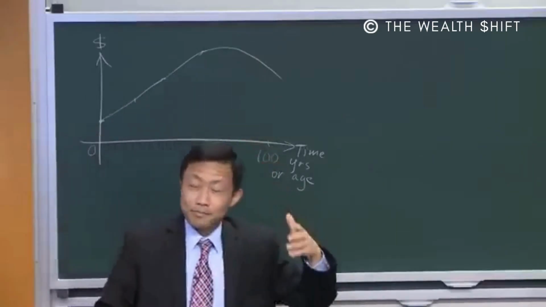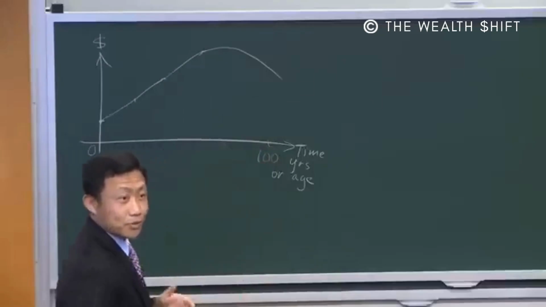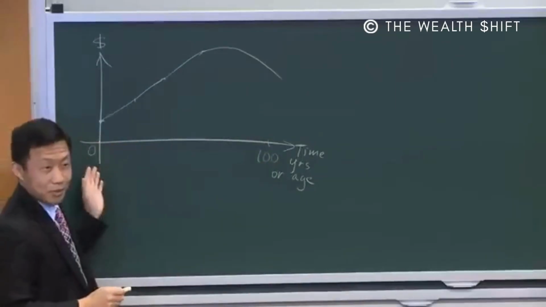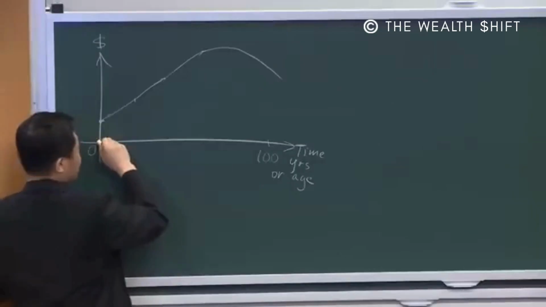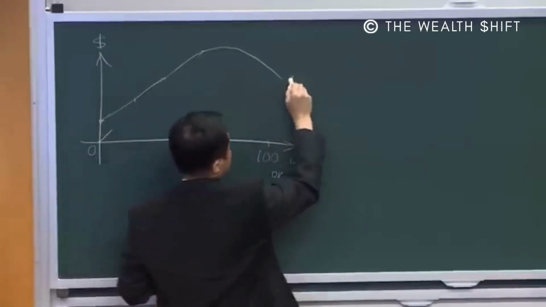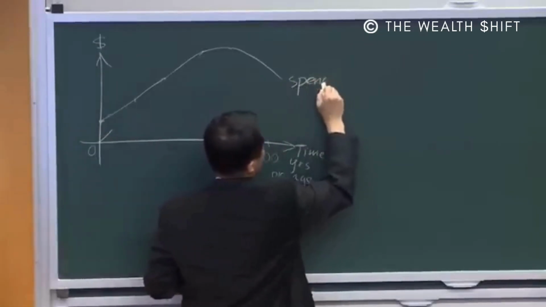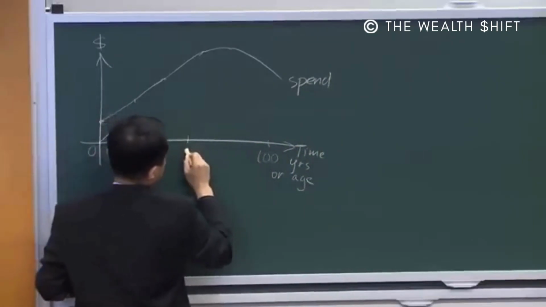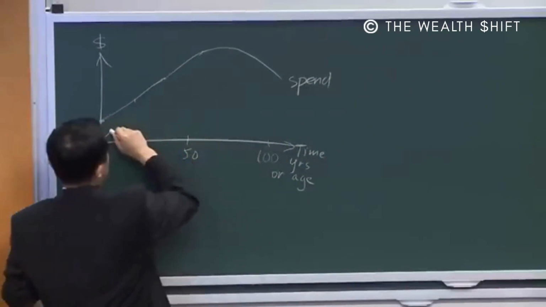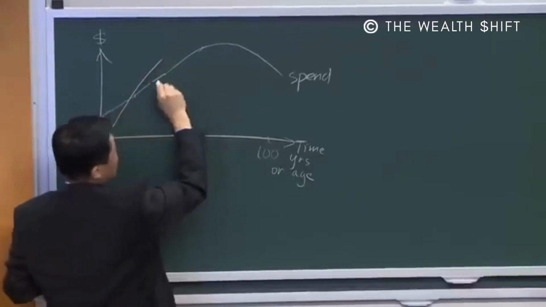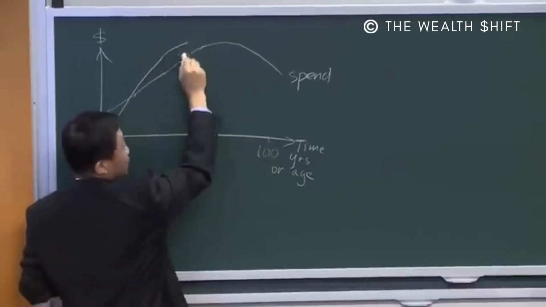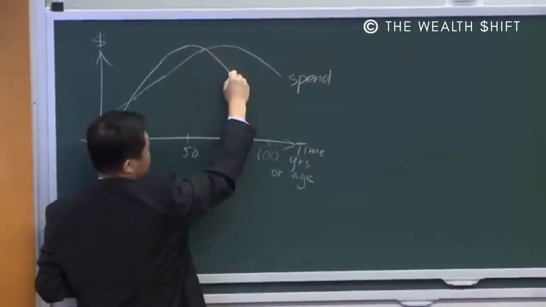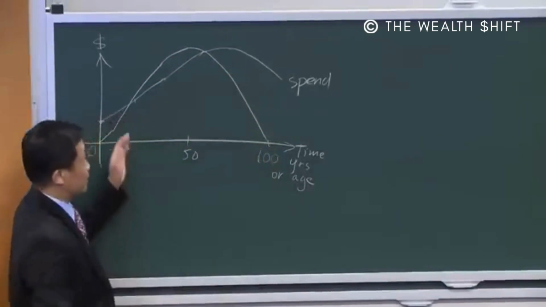And the other curve you think about is your income. What's your earnings curve? You don't earn anything when you're just born. So this is spending. Let's call this 50. Your earning typically peaks around the age of 50, but it really depends. Then you probably go down, back up, right? So that's your earning.